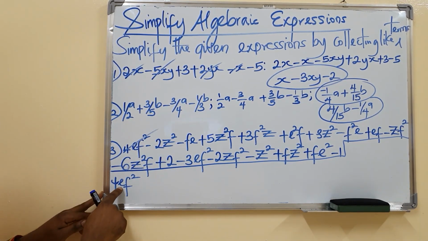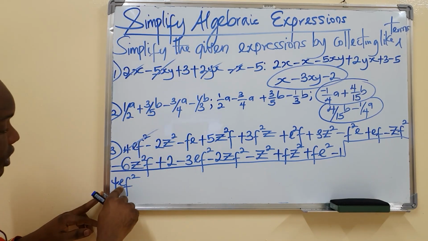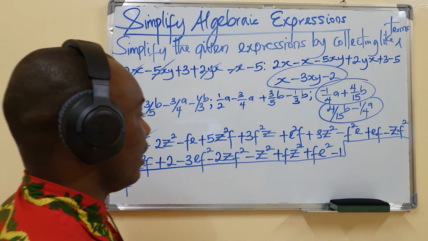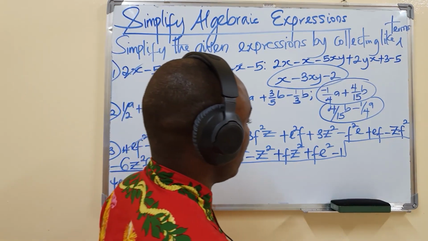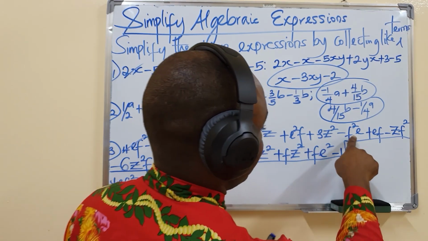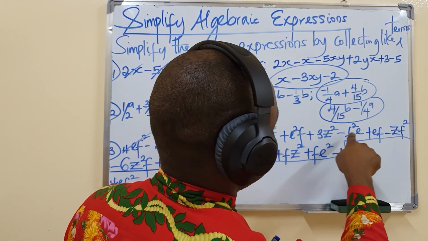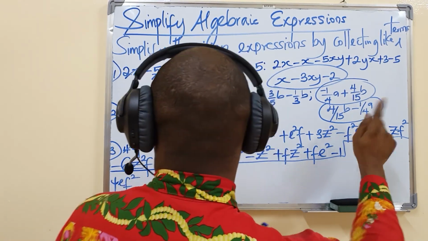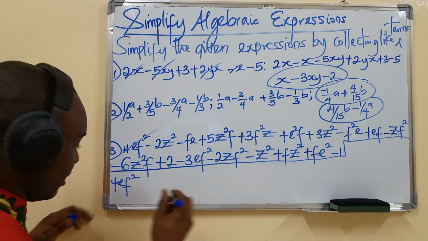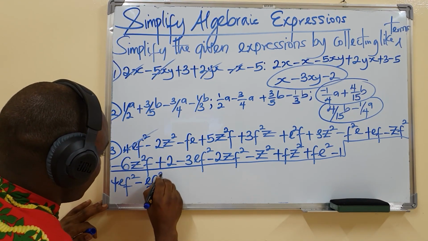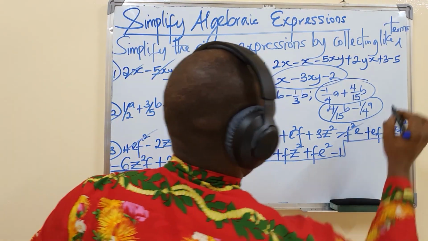Let's look for another term that contains e and f squared. Check it out. E and f squared. This does not qualify. This is e squared and f. We're looking for e and f squared. Find it here: minus f squared with e. So you can write it as minus ef squared. Since the first one is ef squared, I will just write minus ef squared. So I'll cancel it out from here.